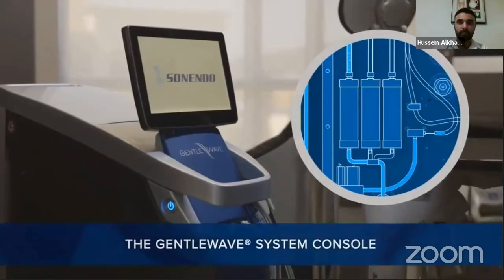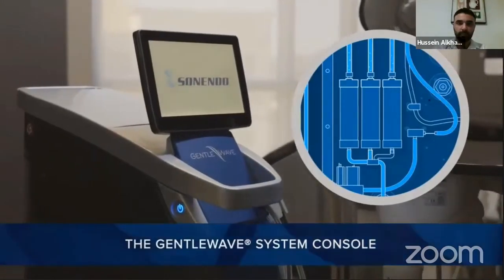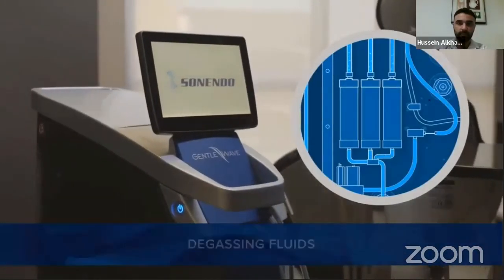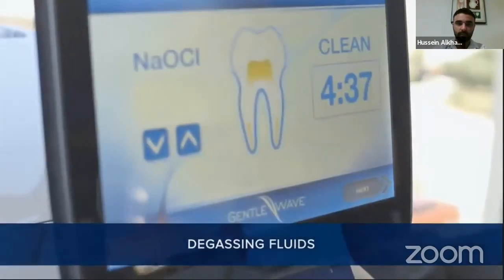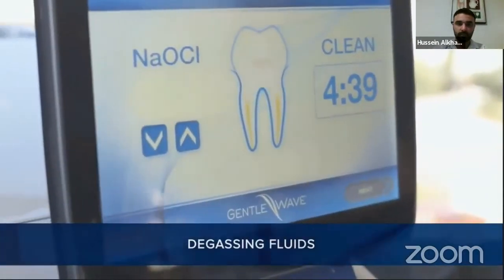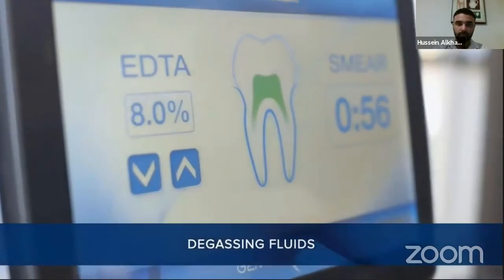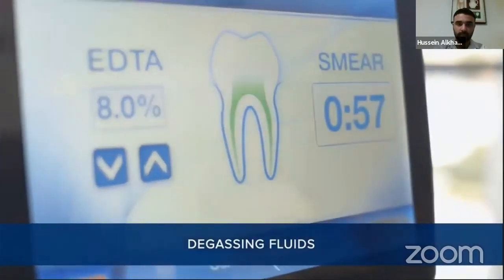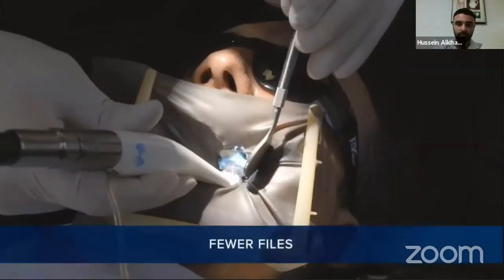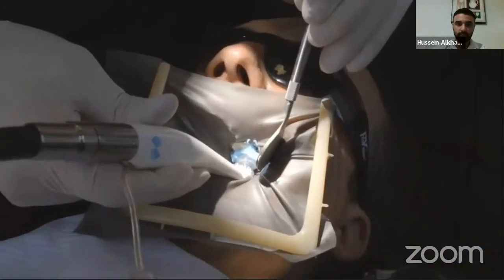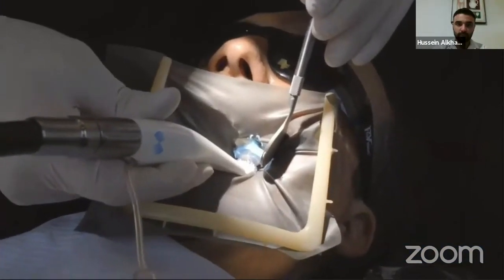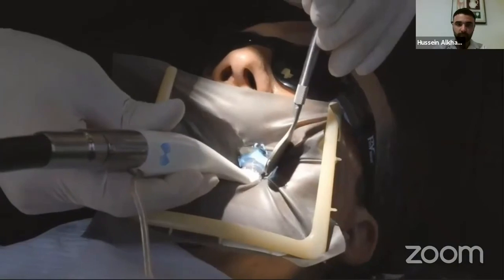It all starts in the Gentle Wave console, where the procedure fluids are optimized through a process known as degassing. This reduces the possibility of apical vapor lock and maximizes tissue dissolution, debridement, and disinfection. Fewer files are used. With the Gentle Wave procedure, the job of the file is simply to provide an uninterrupted path for a three-dimensional fill.